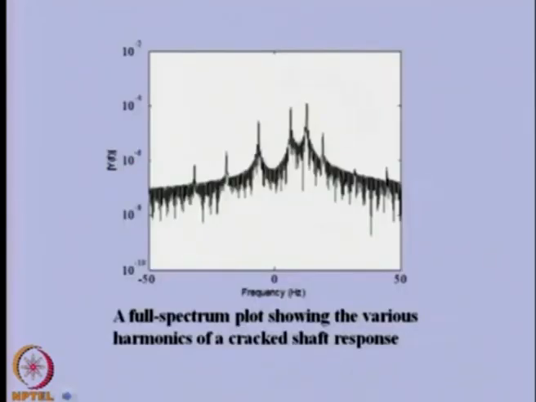This is a typical full spectrum plot showing the harmonics. You can see that frequencies are there not only on the positive side, but also on the negative side, and we have seen earlier the concept of forward whirl and backward whirl. So, you can see that some frequency components on the negative side belong to the backward whirl and those on the positive side to the forward whirl.